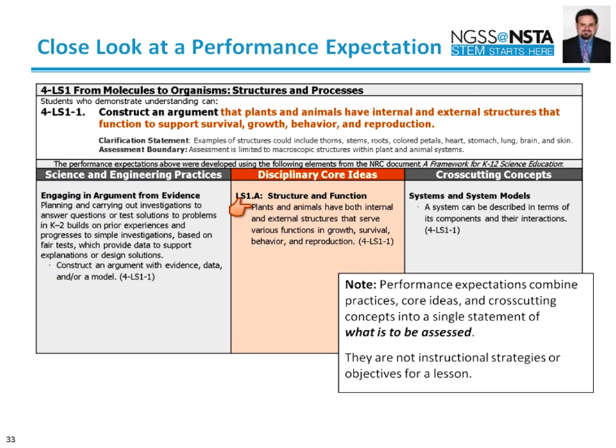The core idea that plants and animals have internal and external structures, that is captured in the performance expectation. And then the idea that a system can be described in terms of the components and their interactions is captured here, with the idea of internal and external structures that function to support the different activities. And so this single performance expectation manages to incorporate all three of the dimensions in NGSS.